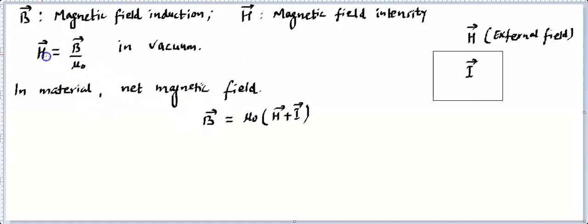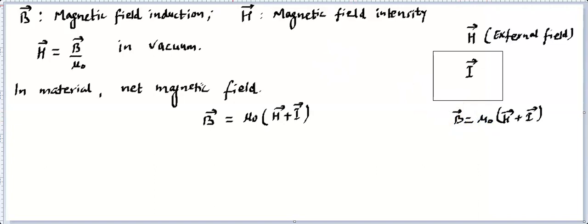It's going to be mu naught H because of the field that we applied, plus the field that is coming out from this magnetization. And you can see this field and this field will get added up vectorially, so it becomes H plus I in terms of those units. But if we want to write in terms of B unit, we need to multiply it by mu naught, so that becomes the net magnetic field in the material.